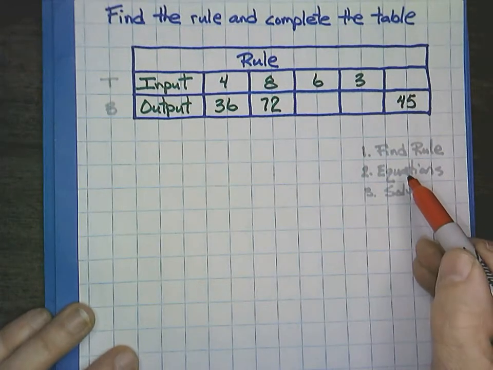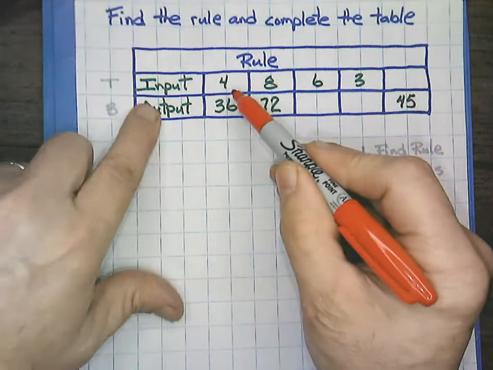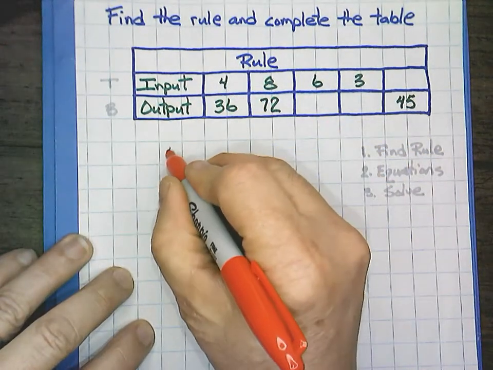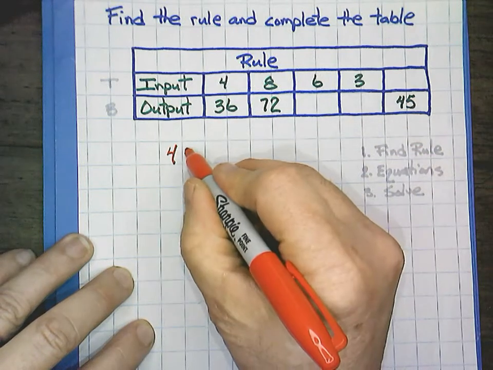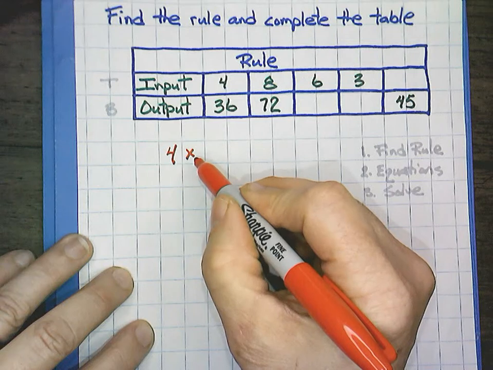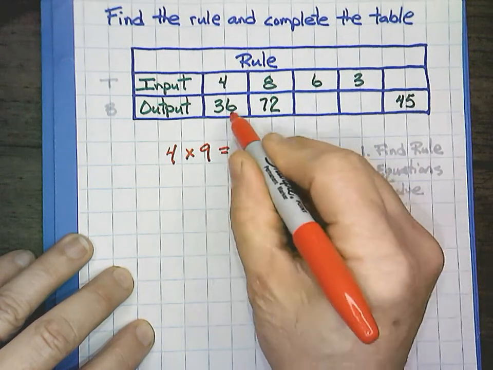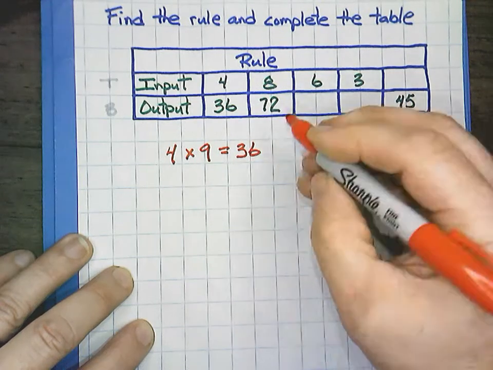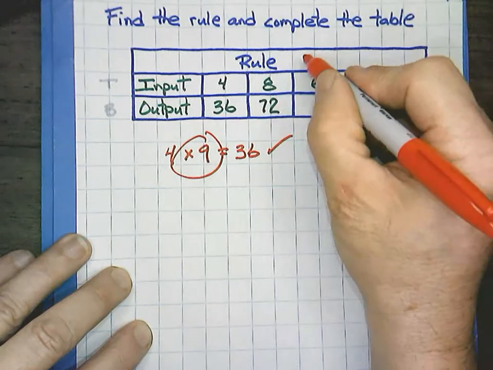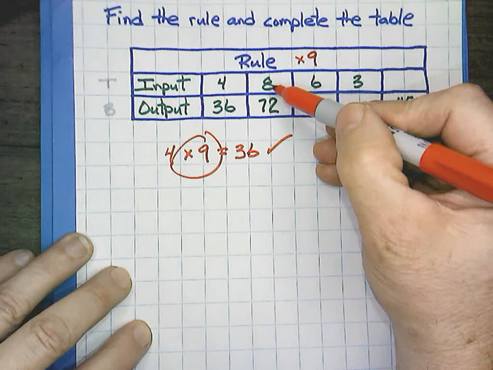However, I'm going to write an equation just to make sure, and then I'm going to check it twice. So to write my equation, I'm using the information here. I'm going to start with my 4. With my decision flowchart, I said I think it's going to be multiplication, and I think it's going to be a rule of times 9, and that would equal 36. So that checks out so far. So I think that my rule is going to be times 9, but now I want to check it here.